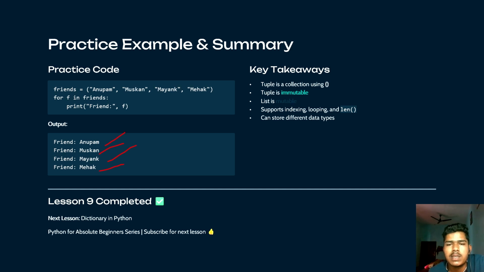So today's class summary is: tuple is a collection using round brackets. Tuple is immutable and list is mutable. It supports indexing, looping, and length, and it can store different data types. So in lesson 9, we learned about tuples in Python. Okay. So in next lesson, we will learn about dictionary in Python.